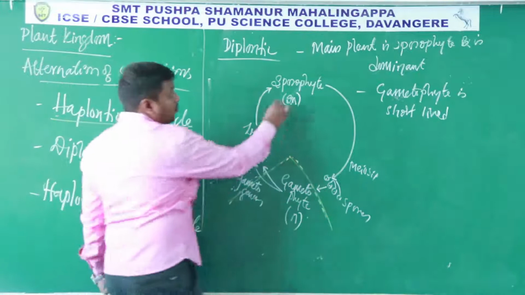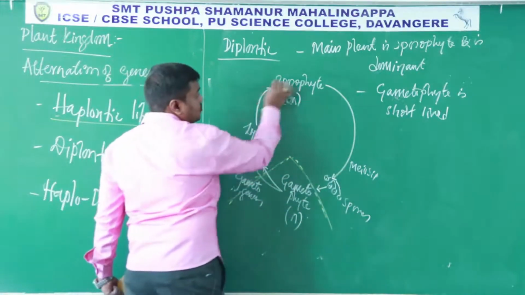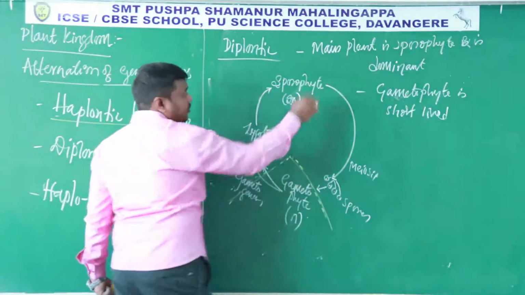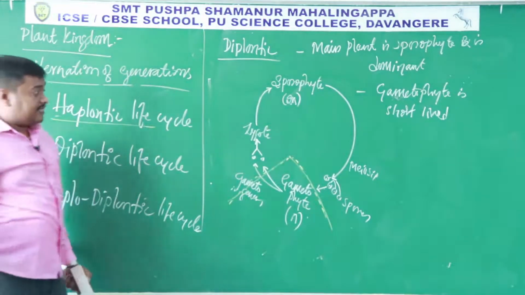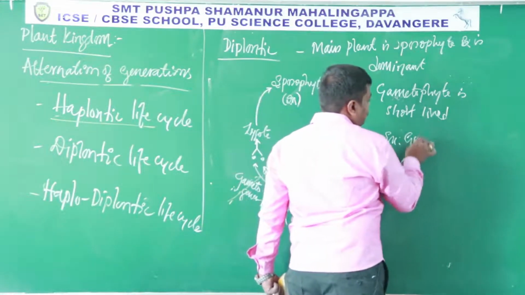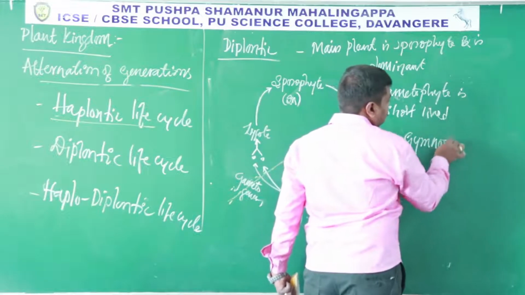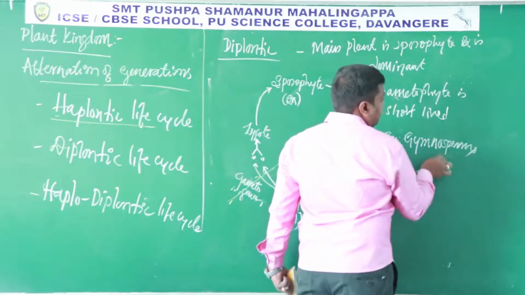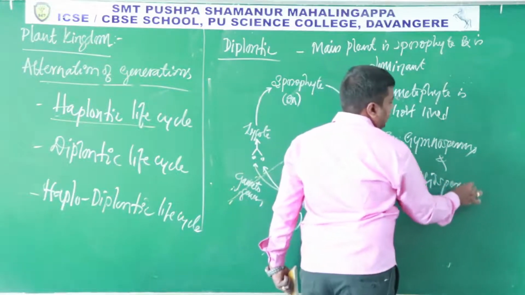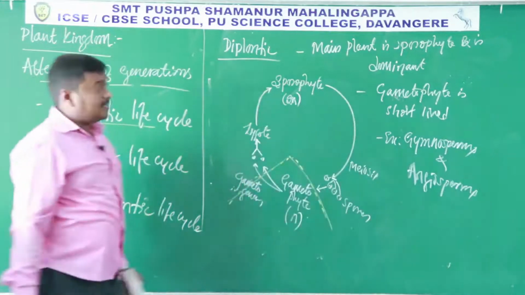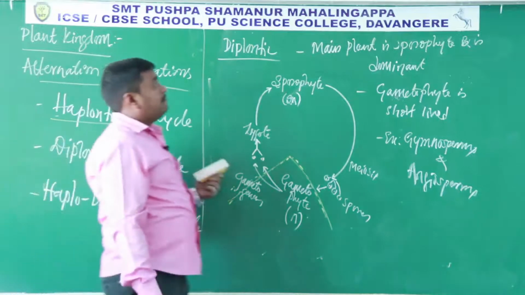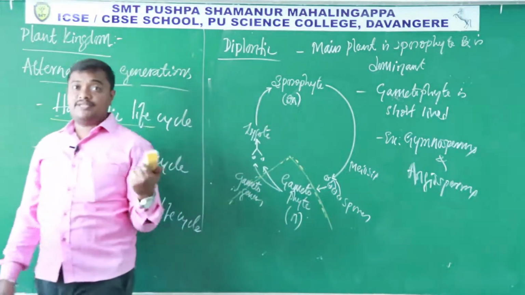See here, the sporophyte lives longer. Up to here it is sporophyte, then gametophyte, the gametophyte is only this much, and again sporophyte continues. Okay, so it represents diplontic. So examples: gymnosperms and angiosperms. Both gymnosperms and angiosperms represent this diplontic life cycle. Remember, the main plant is dominant. The dominant plant is a sporophyte.